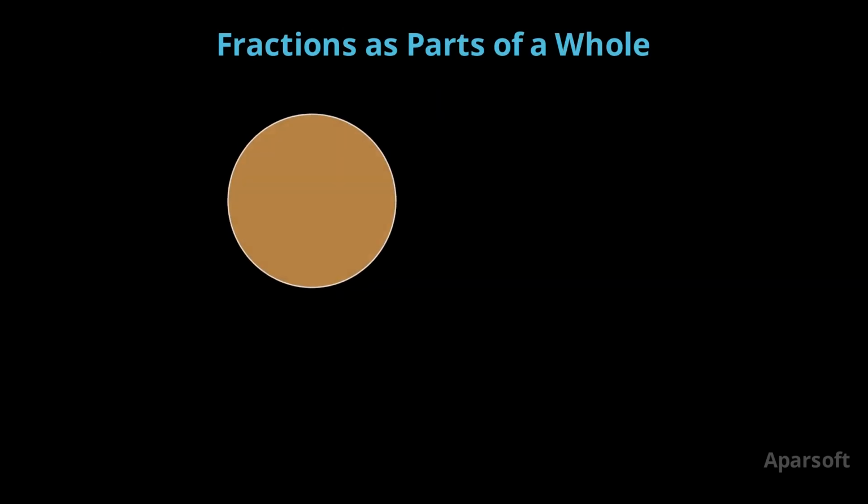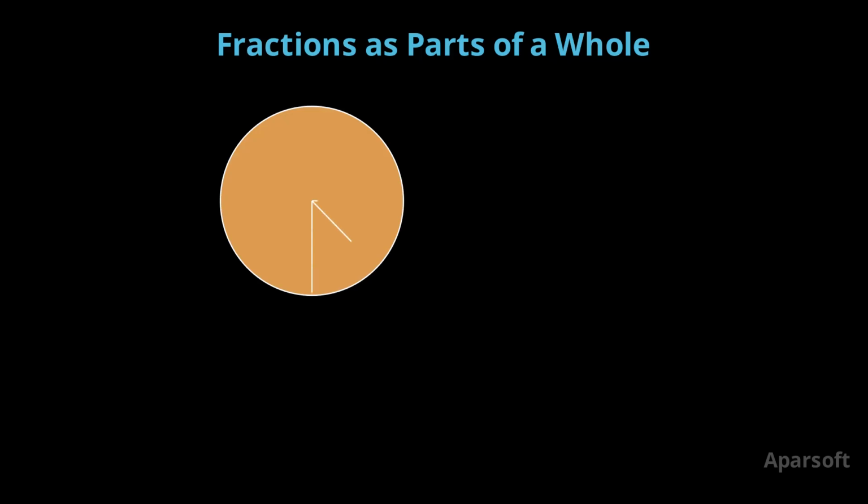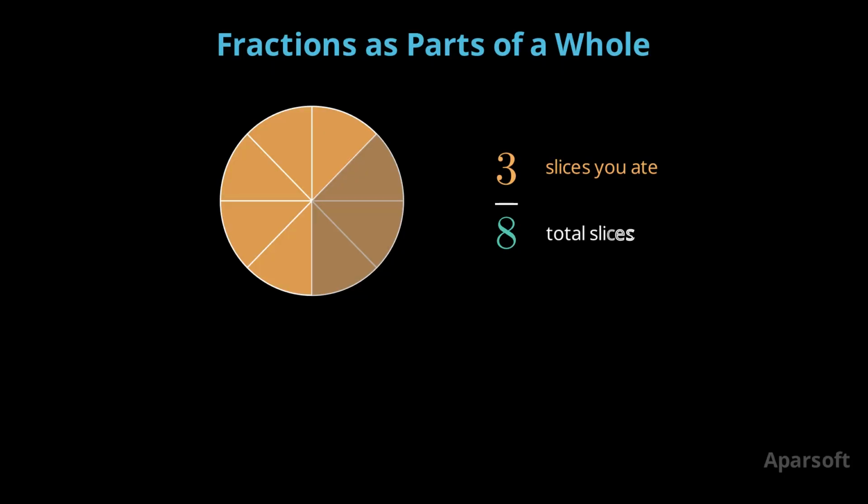Let's suppose we have a pizza cut into 8 equal slices. Watch carefully as we make each cut. Now suppose you eat 3 of those slices. How do we describe how much you ate? We write it as a fraction, 3/8. The 3 tells us how many slices you ate, and the 8 tells us how many slices the whole pizza was divided into.